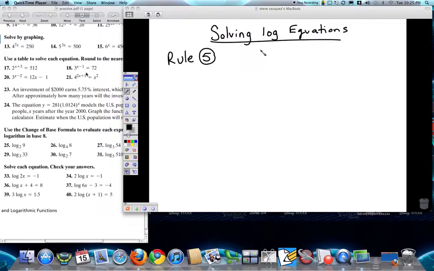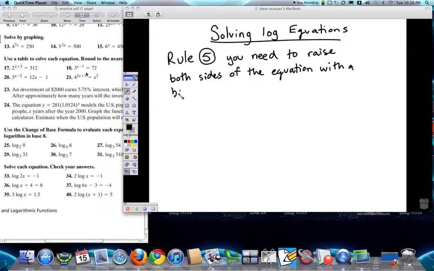And now rule 5 says if you're solving a log equation, you need to raise both sides of the equation with a base of 10. So let's take a look.